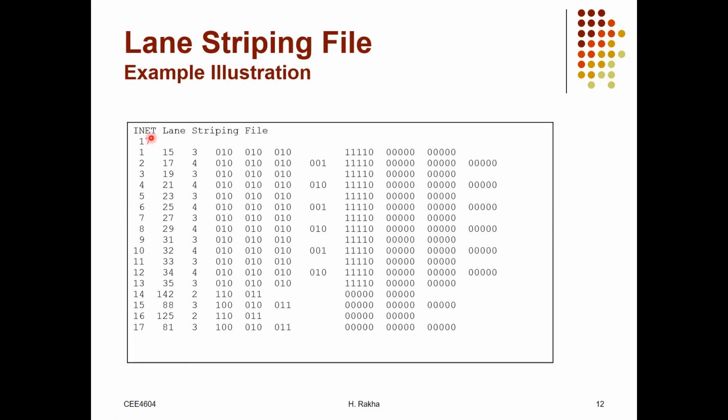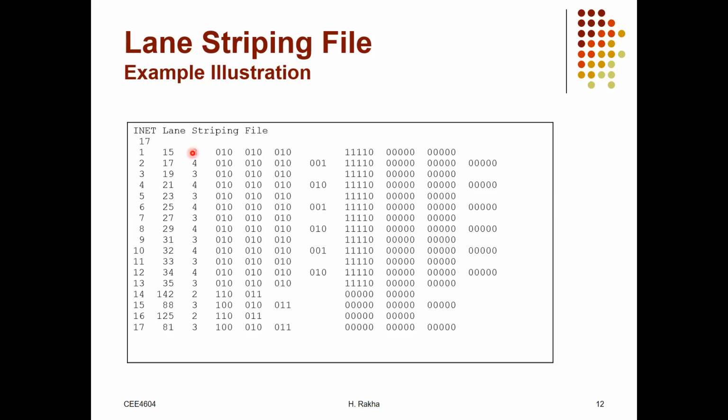Then you'd have the number of entries in this file. And then for each one of those entries, you're going to have the entry number. So it's going to be 1 through 17 in this case. The link number that you are coding this lane striping. So in this case, it's link number 15. The number of lanes on this link. So in this case, it's 3 lanes.